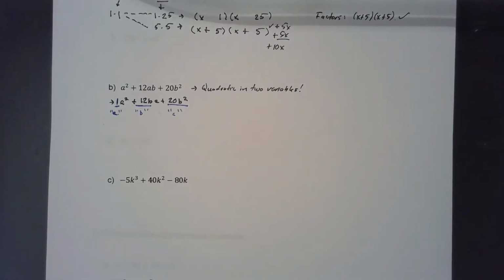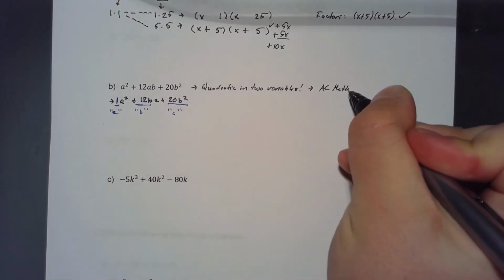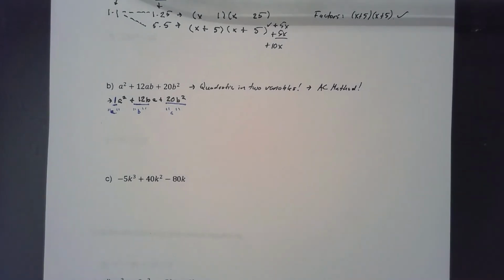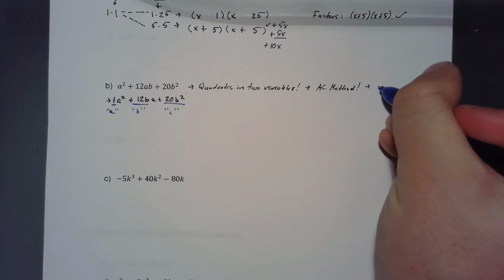Alright, so now since it's a quadratic in two variables, you could choose to use the AC method, because it's a quadratic. You could choose to do it with trial and error or factor by grouping with the AC method. Well, the leading coefficient is 1, so we could probably get away with trial and error. We could probably do it that way. And just because I'm doing it that way does not mean you have to do it that way.